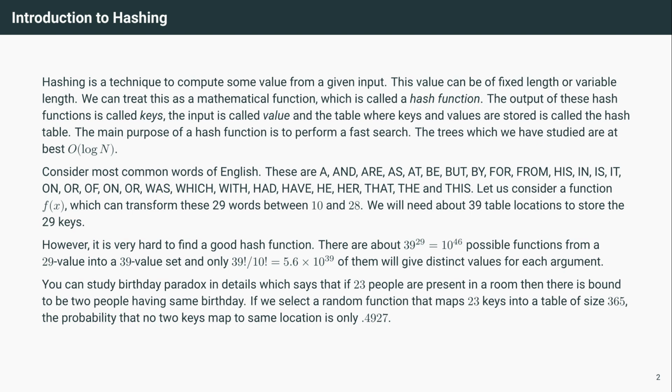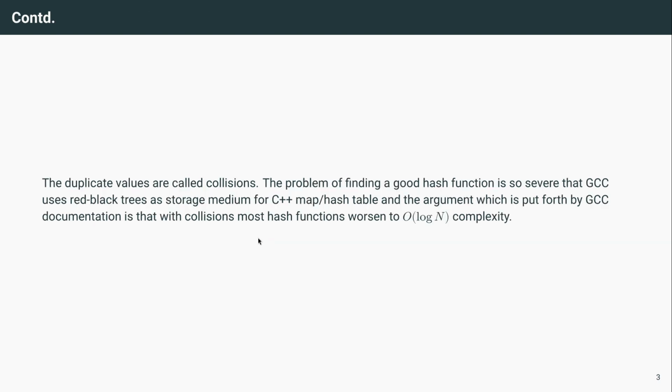Related to this is the birthday paradox, which says if 23 people are present in a room, then there is bound to be 2 people having the same birthday. If we select a random function that maps 23 keys into a table of size 365, the probability that no 2 keys map to the same location is only 0.4927. So there is a 50% chance that 2 people will have the same birthday, according to this paradox.